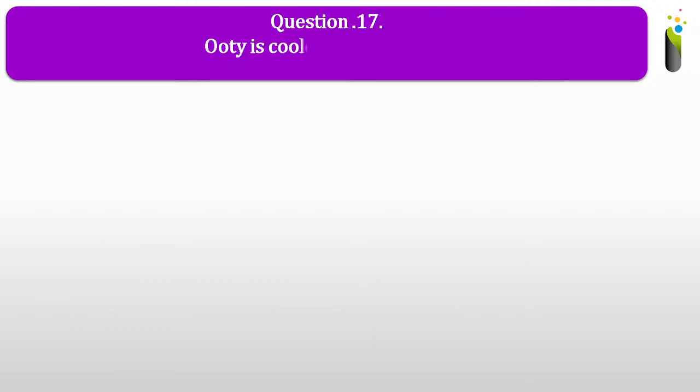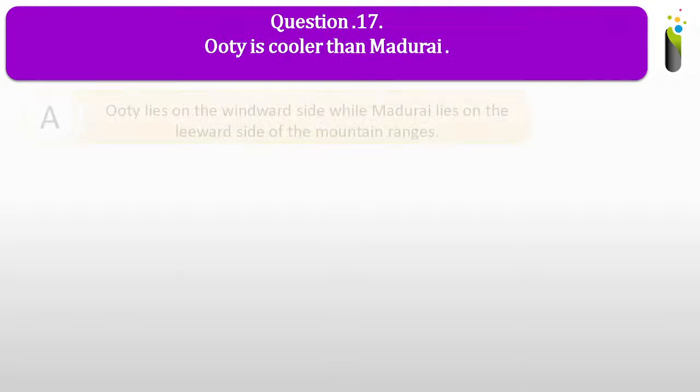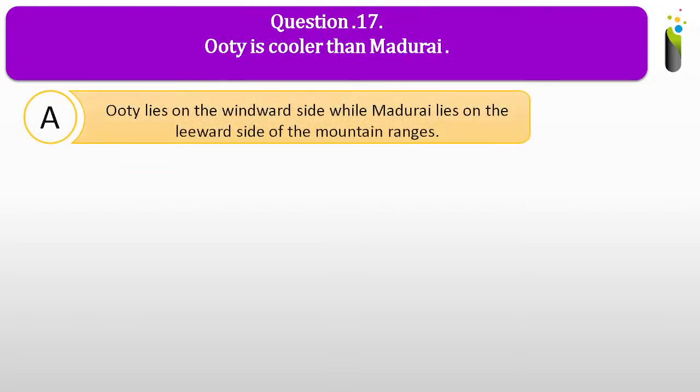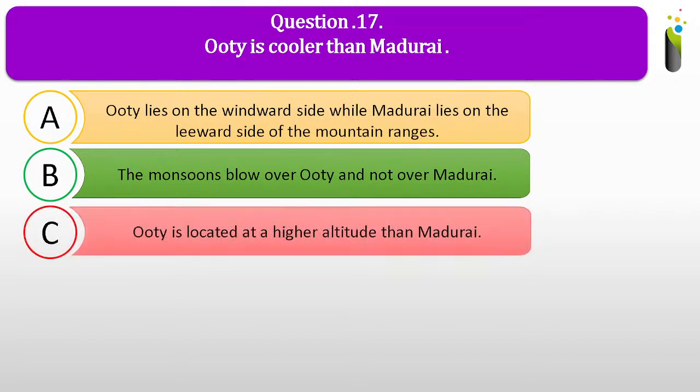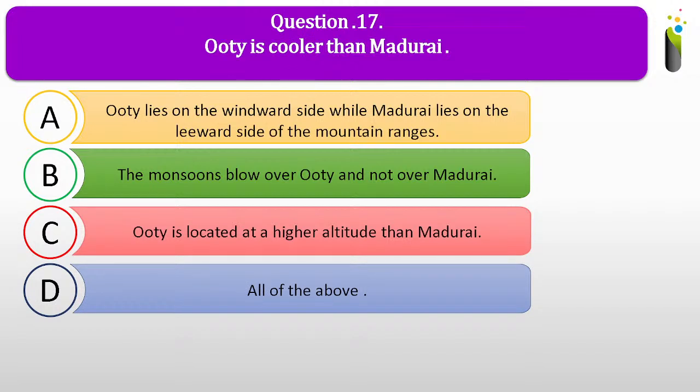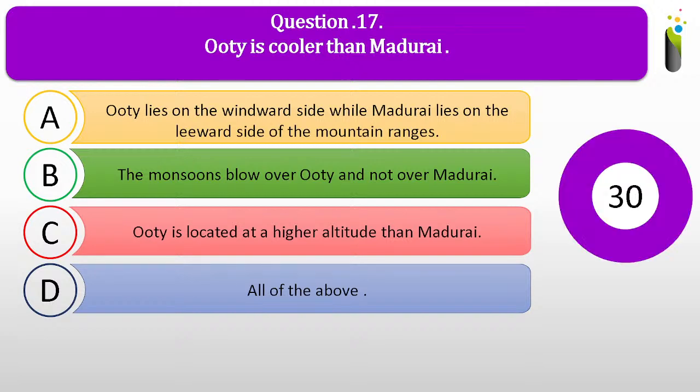Question number 17. Ooty is cooler than Madurai. Why? Your options are A. Ooty lies on the windward side while Madurai lies on the leeward side of the mountain ranges. B. The monsoons blow over Ooty and not over Madurai. C. Ooty is located at a higher altitude than Madurai. D. All of the above. And your time starts now.